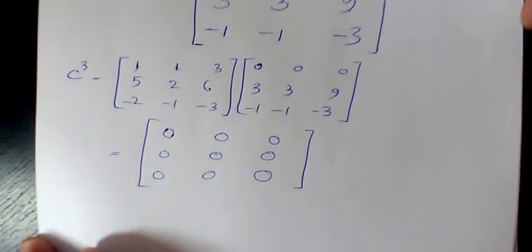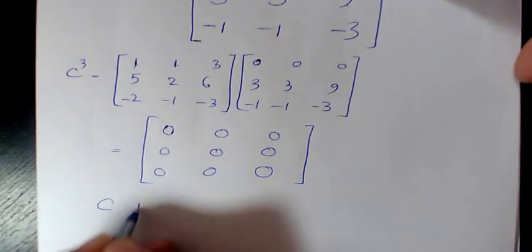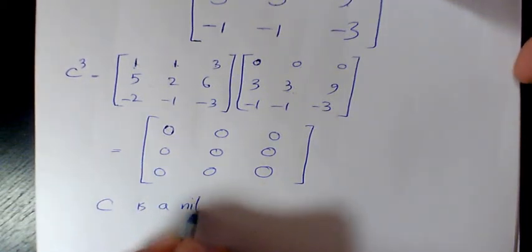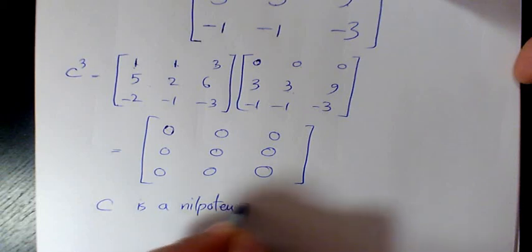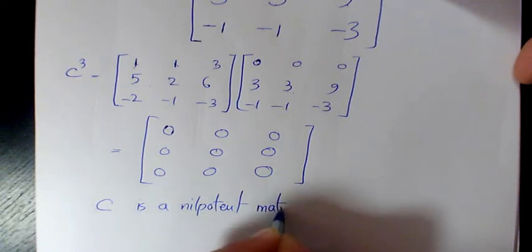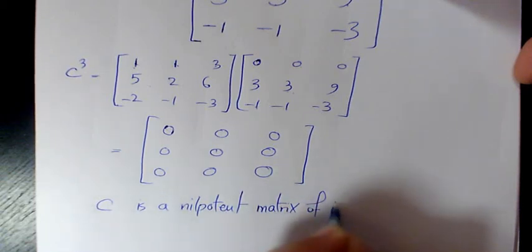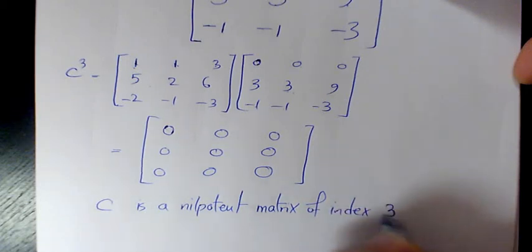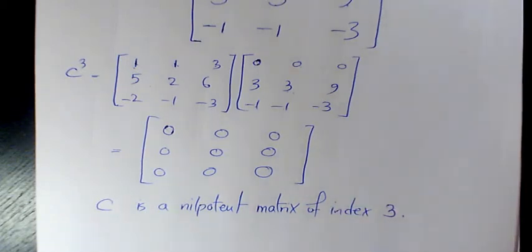So we're going to say that C is a nilpotent matrix of index 3, because C cubed is going to be a 0 matrix.